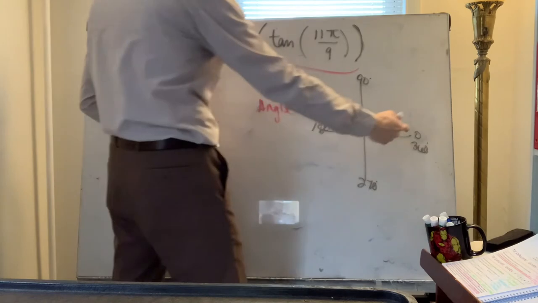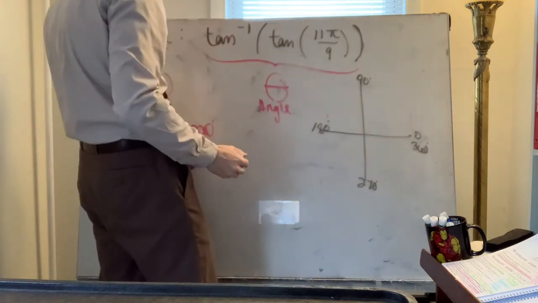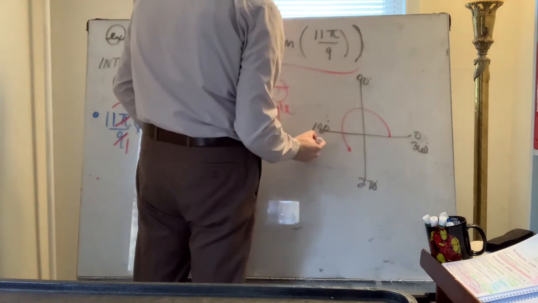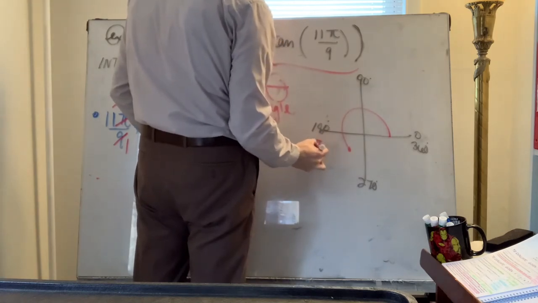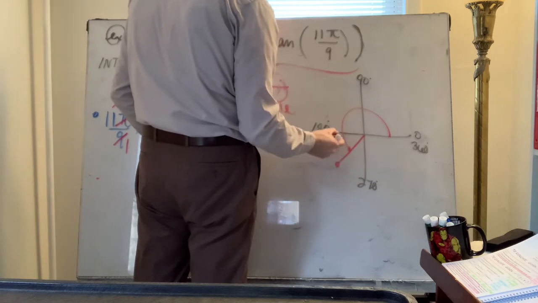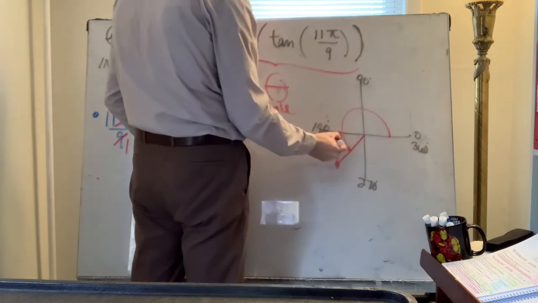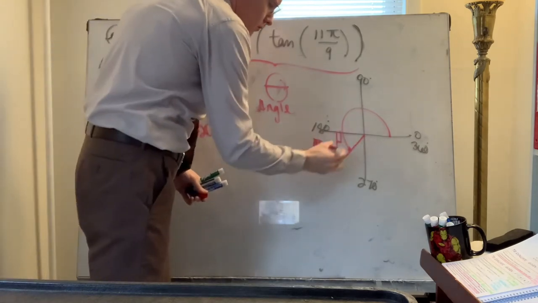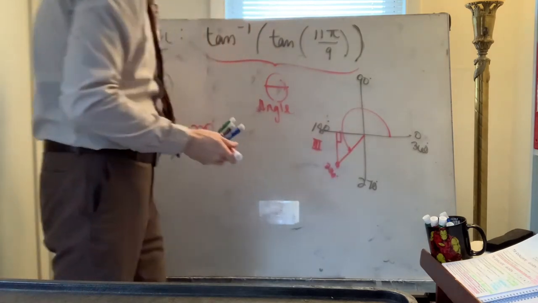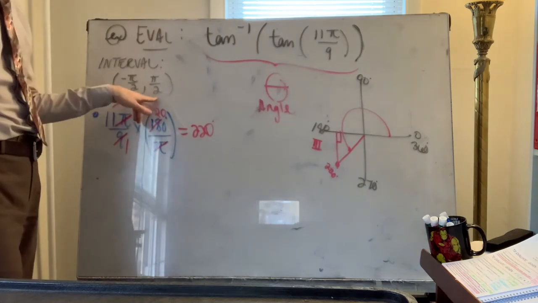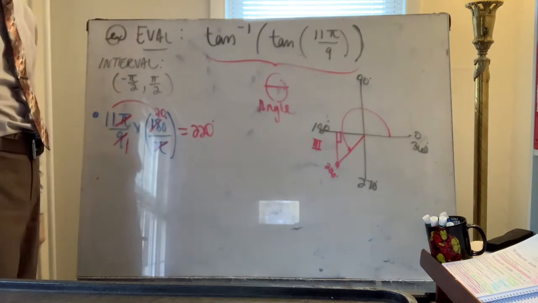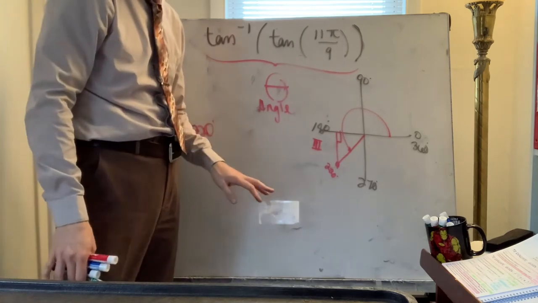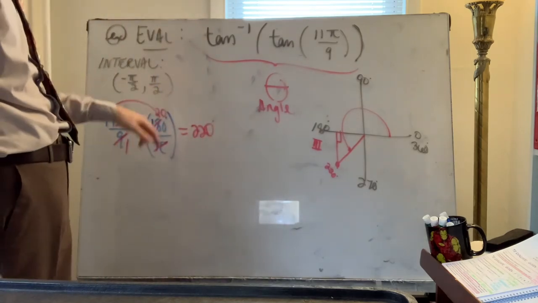Which means, in relation to 0 to start with, 220 would be somewhere in quadrant 3 in this case. Let's just say that that's 220 here. Does that fit in the interval at all? Unfortunately, no. So what we're going to do is look for a reference angle that would fit in there.